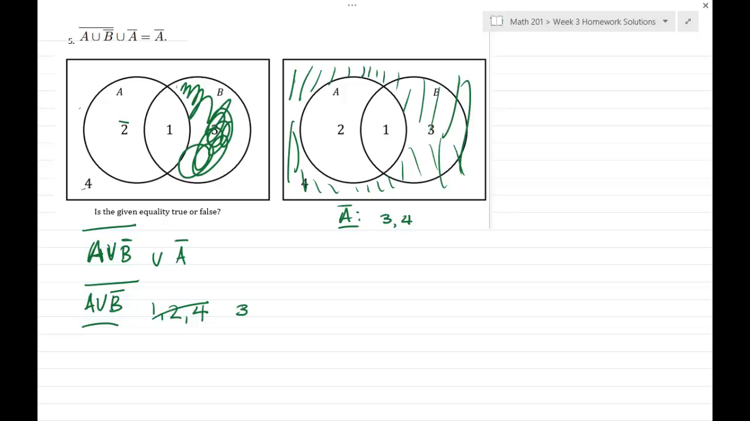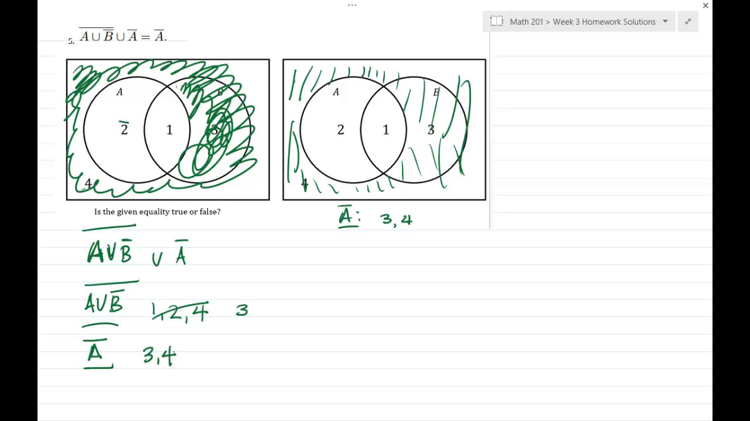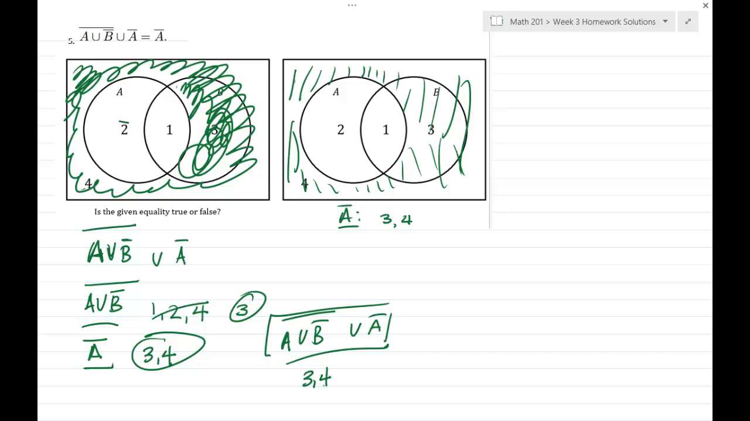Now I want to unite that with A complement. A complement just contains everything outside of A, so I'm going to have region 4 and region 3. So A complement is region 3 and 4. I'm uniting these two sets, so when I look at the complement of A union B complement, union A complement, I'm going to get regions 3 and 4. And I get the same thing on both sides. So this is true.